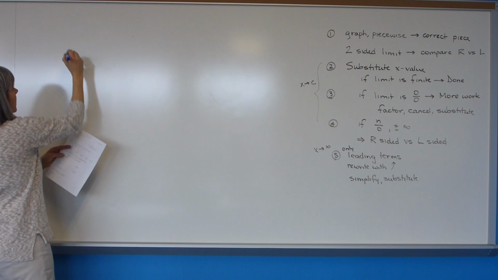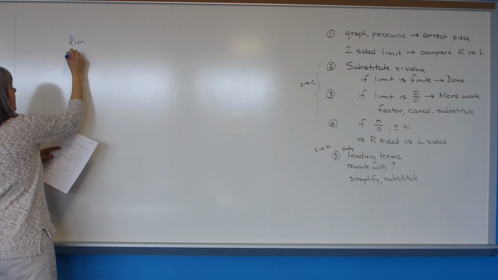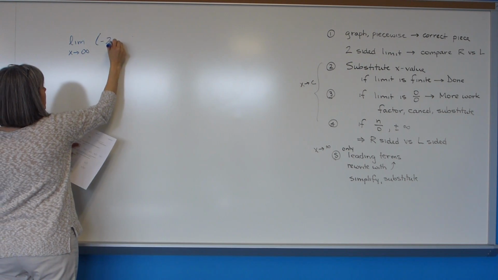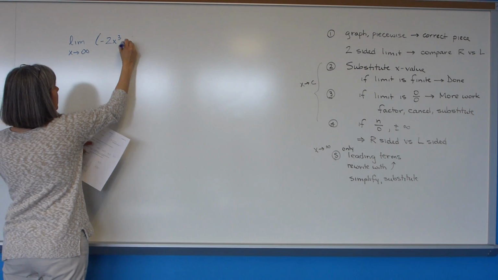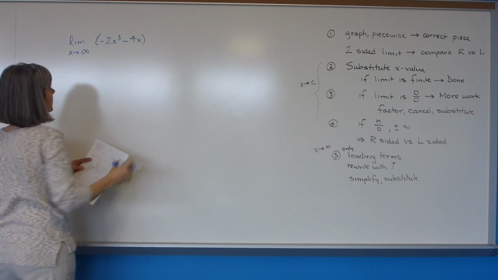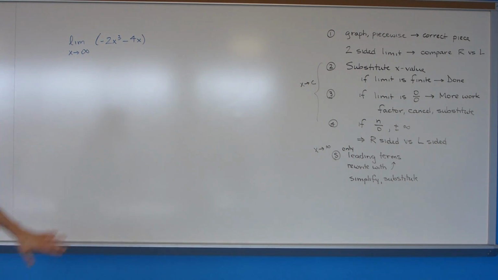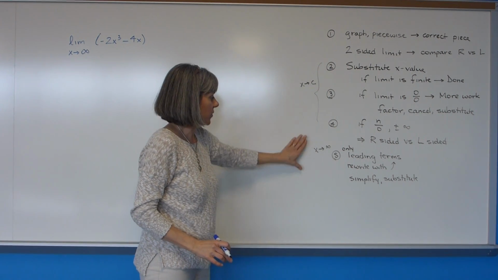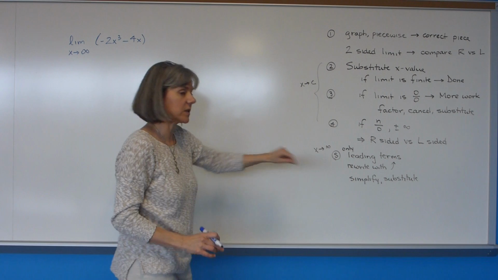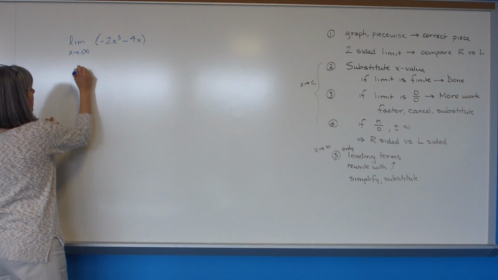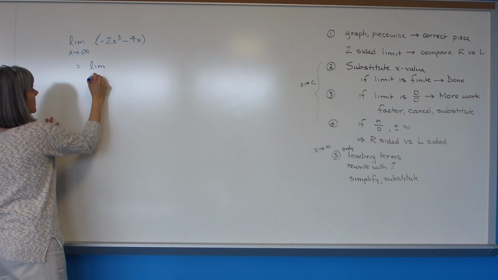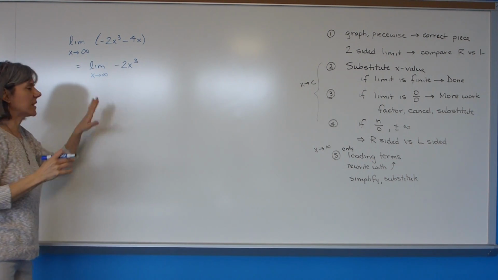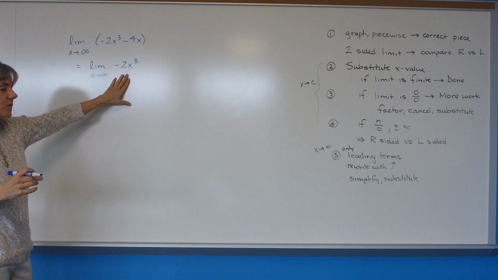Let me mix these up a little bit. All right, so here's one. Limit as x approaches infinity of minus 2x cubed minus 4x. Okay, so look over here. We're not in the x approaching finite value. We're in x approaching infinity. So we need to look at only the leading terms. So we know that this will be equal to the limit as x approaches infinity of negative 2x cubed.